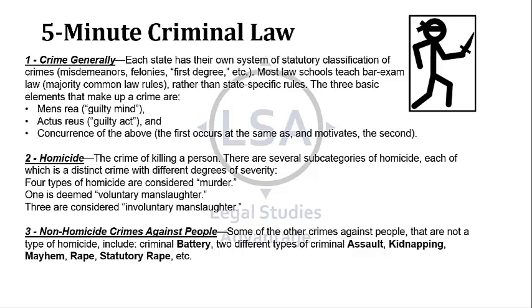Number 3. Non-homicide crimes against people. Some of the other crimes against people that are not a type of homicide include, for example, criminal battery, 2 different types of criminal assault, kidnapping, mayhem, rape, statutory rape, and others.